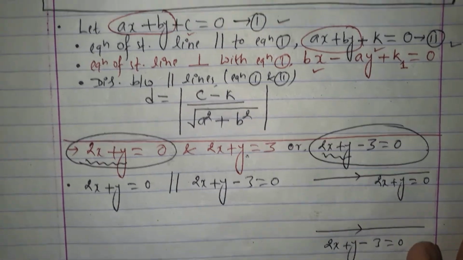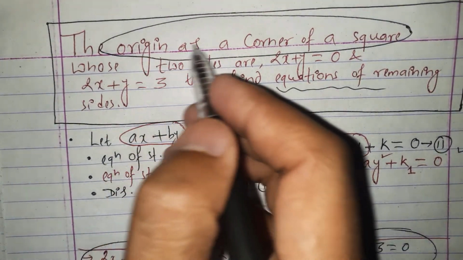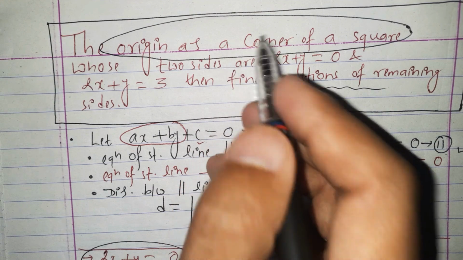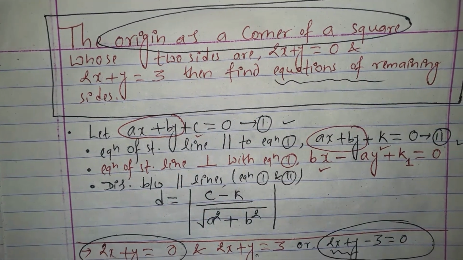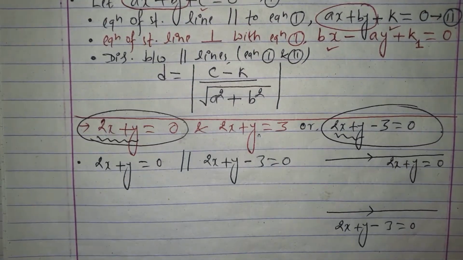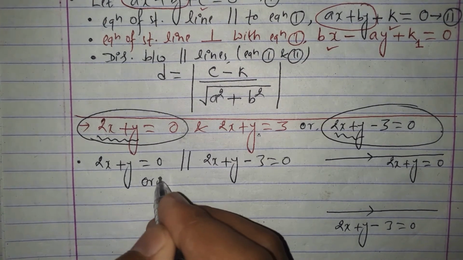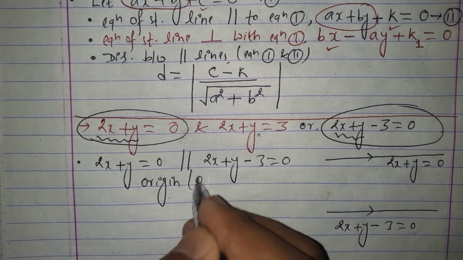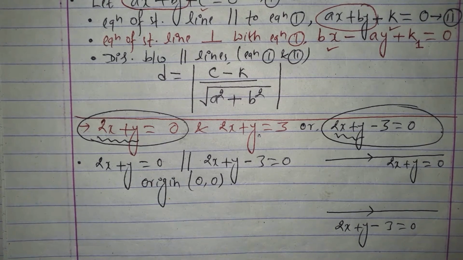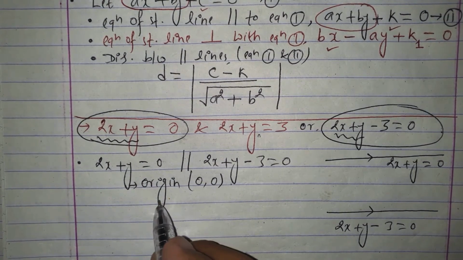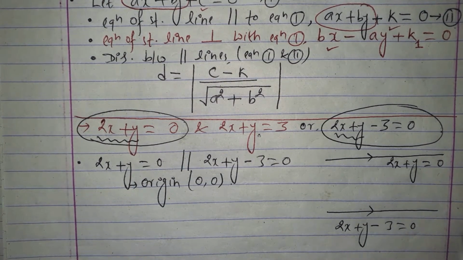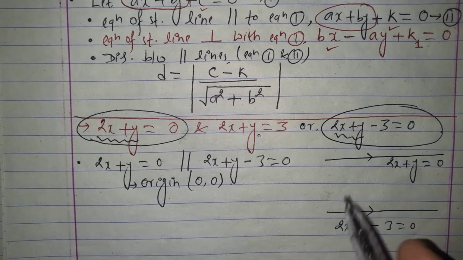And here by the question, the origin is taken as a corner of a square. Origin means 0 comma 0. The origin, whose coordinates are 0 comma 0, is taken as a corner of a square. Corner means the meeting point of the two sides.